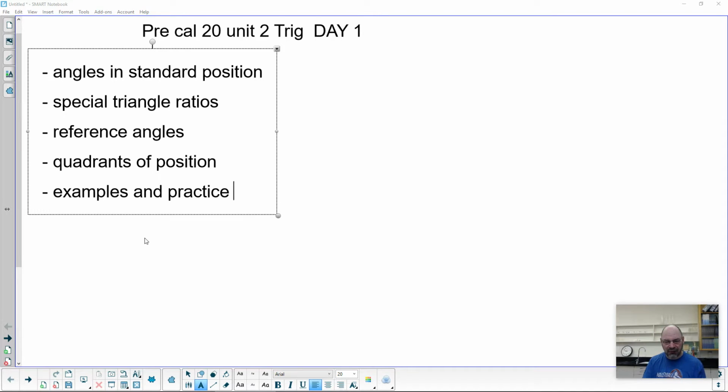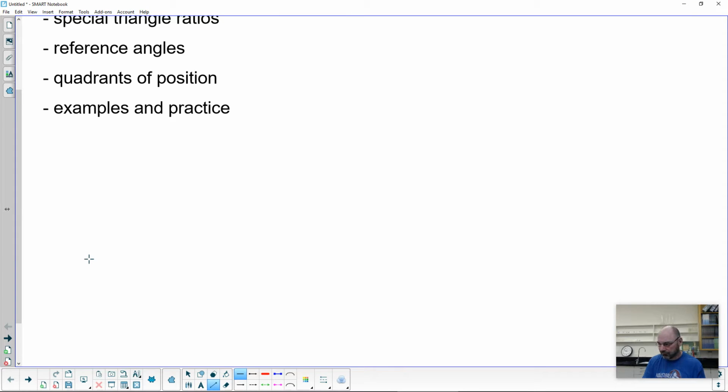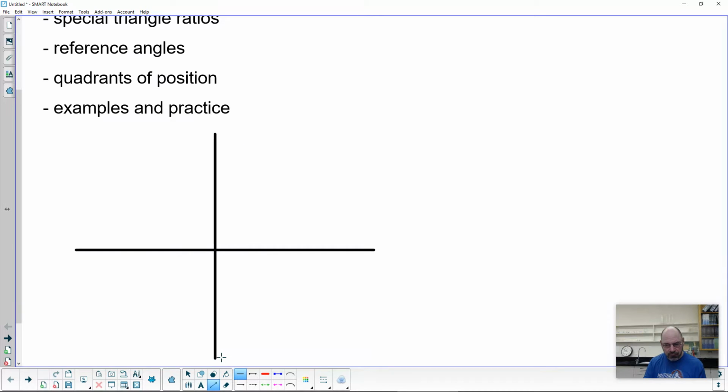So if we have the quadrants, and I'll just put quadrants in here like this. Okay, so first of all, a little bit about the quadrants. If we're starting with the quadrants, let me get my marker set up.